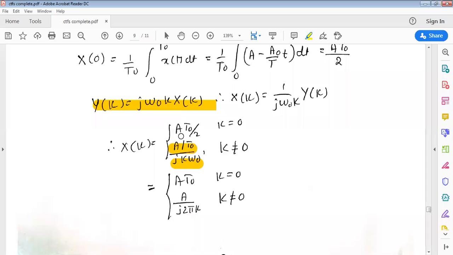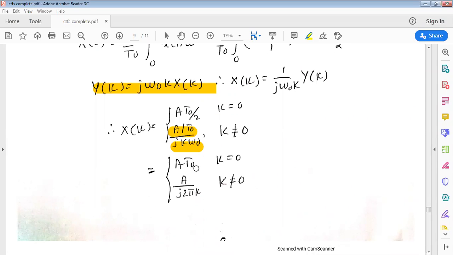So this is nothing but A t naught when k is, once again, A t naught by 2. It is actually, I missed it, A t naught by 2, and once you take this one this side, A by 2 j 2 by k. That will give me the answer when k is not equal to 0.